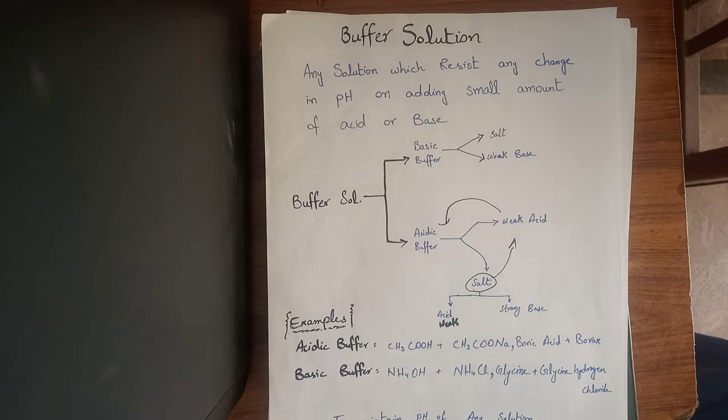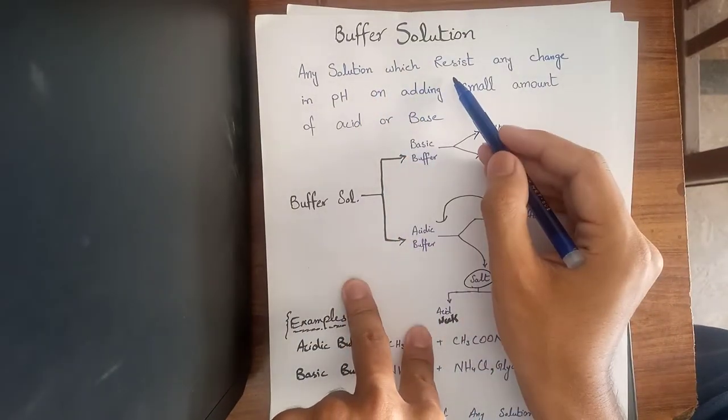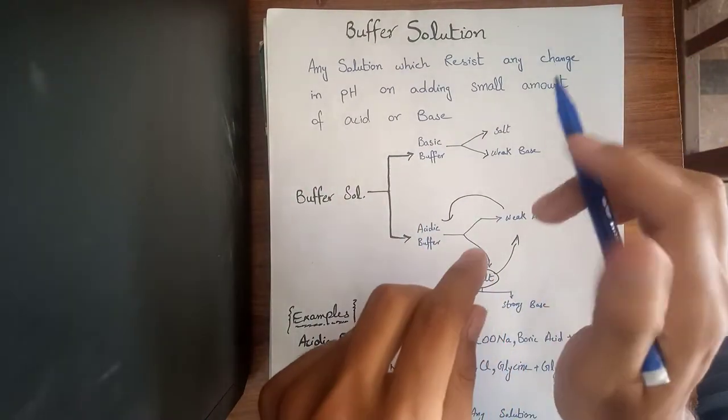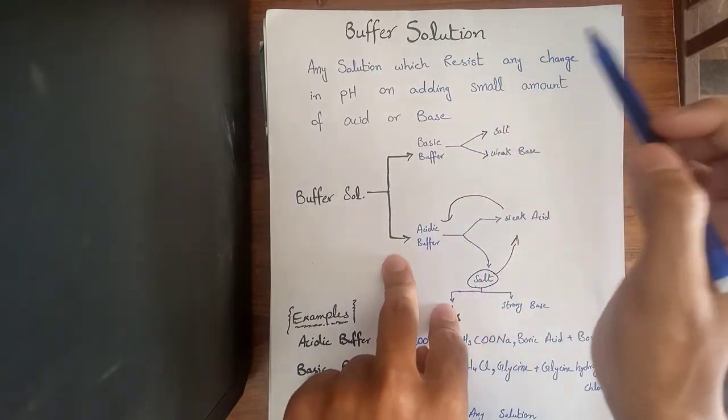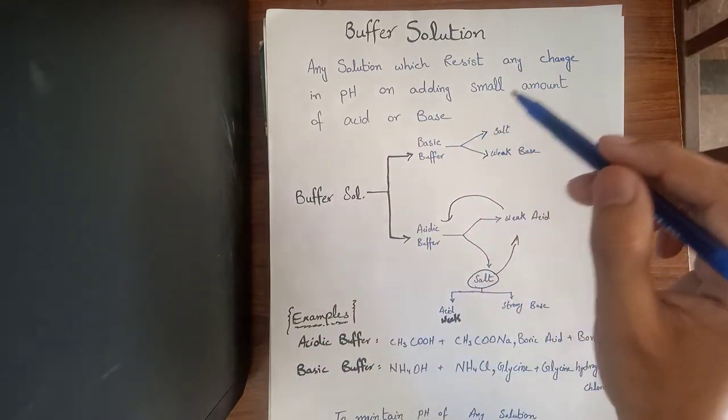Buffer solution, to say it more precisely, a pH buffer or hydrogen buffer, is an aqueous solution consisting of a mixture of a weak acid and its conjugate base or vice versa. It means an aqueous solution having a weak base and its conjugate acid, or a weak acid and its conjugate base. This is called a buffer solution. Here is the simplest definition: any solution which resists change in pH. The pH may change a little bit, but the task of a buffer solution is to resist the change while adding a small amount of acid or base.